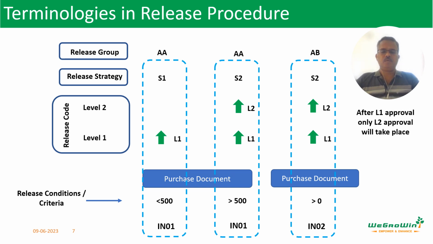Also, there is another term called release indicator. The release indicator represents the status of the item or the document, like whether it is blocked or released. For example, if the document is not fully released, it might have been blocked. So any user should know the status of the purchasing document. Now let us see what are the different types of release procedures.